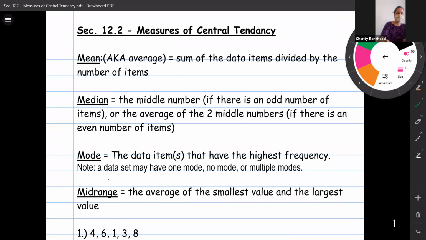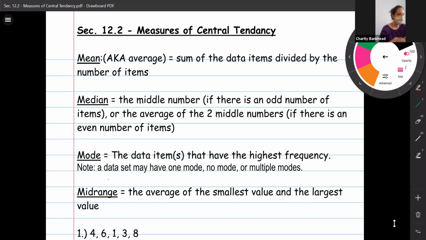So you have a data set, or in other words, you have a list of numbers. To find the mean, you're just going to add them all up and then divide by how many numbers are in the list. That's how you calculate the mean.